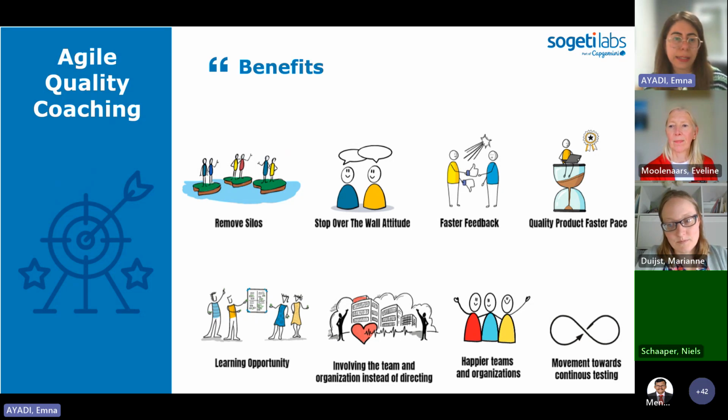One of the things, as an agile quality coach, you are going to facilitate different activities within teams. You will involve testers, product owner, developers. So you are going to remove silos within teams already. And also, when there are different teams, different dependencies, you are going to work with, let's say, all of them. So this is a good reason to remove silos and stop the over the wall attitude. So you will have people talking earlier in the process instead of testing at the end.